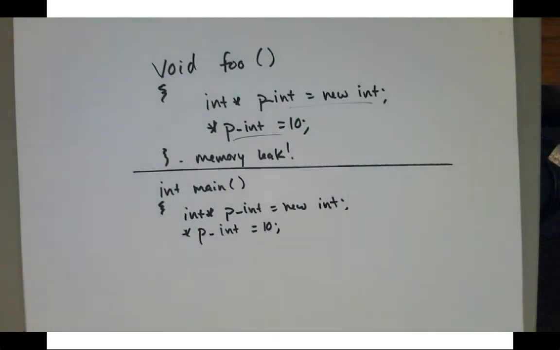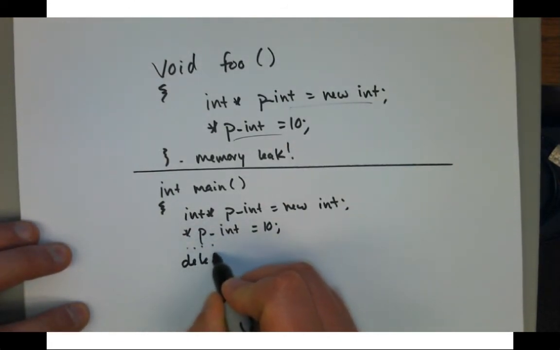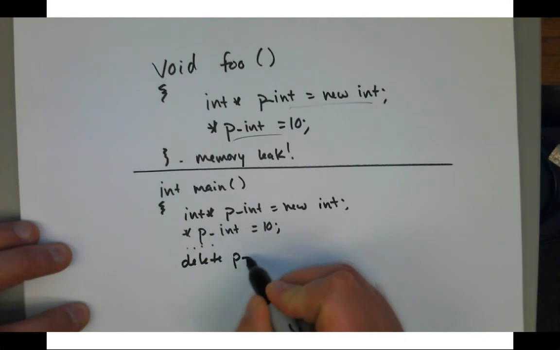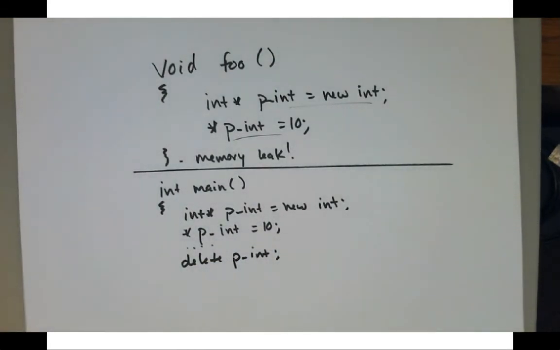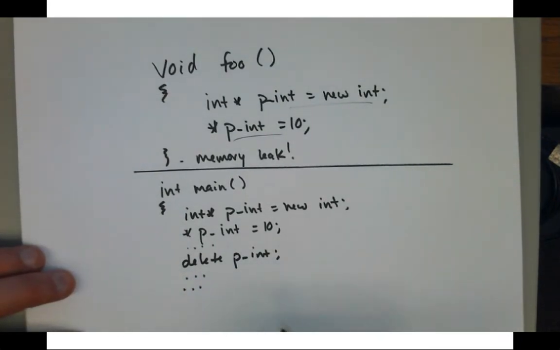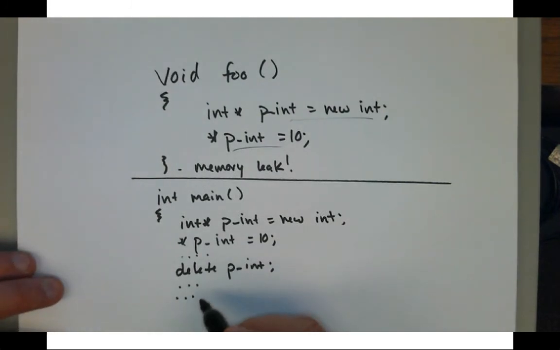Okay, so far so good. We're allocating this integer, we're using it, and then at some point in the future, we delete pint. We give the memory that we were using back to the system. Okay, this is exactly what I said we should be doing. But what might happen is, several lines down in the code, we might forget that pint doesn't belong to us anymore.